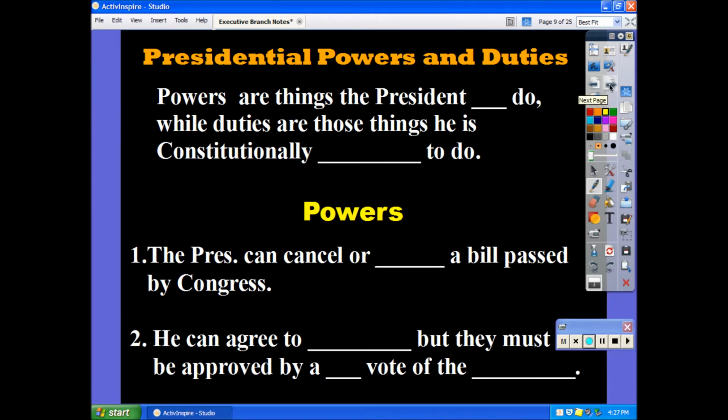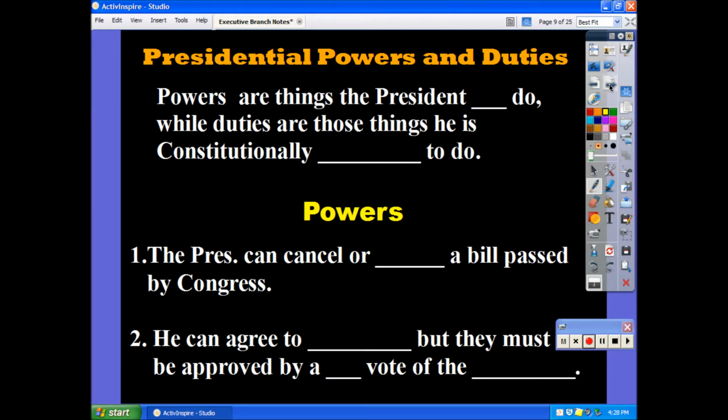What the president does can be divided into two basic areas: powers versus duties. Powers are things the president can do. In other words, it's a choice that he can make. I can do this or I don't have to do this, but it's up to me as a president to decide what I'm going to do. Those are powers. Where the duties are things that he is constitutionally obligated or required to do.